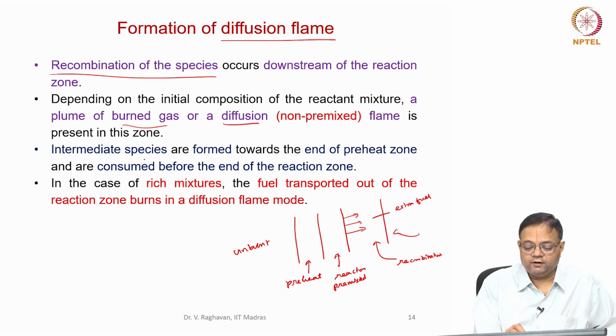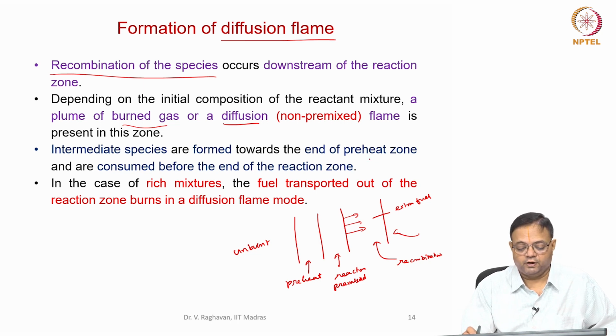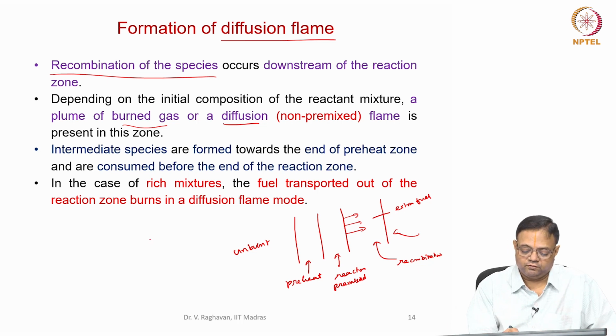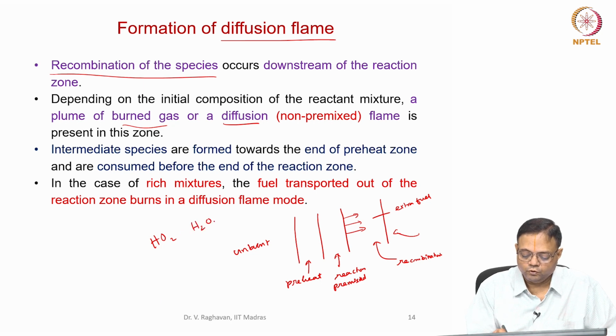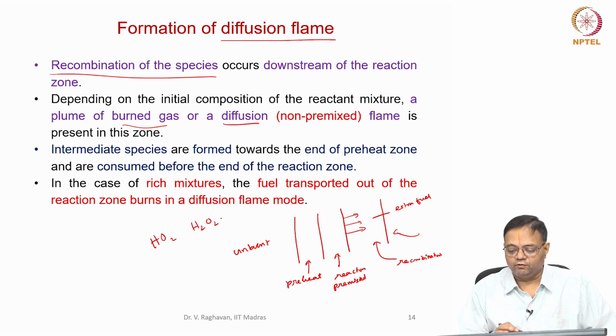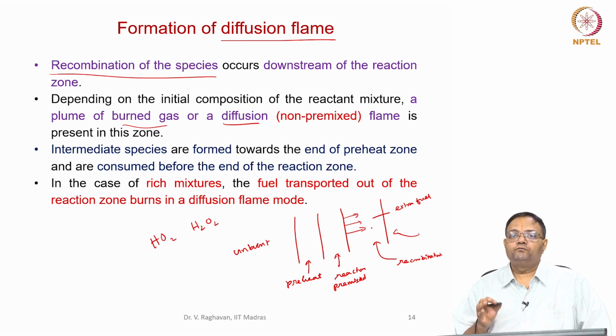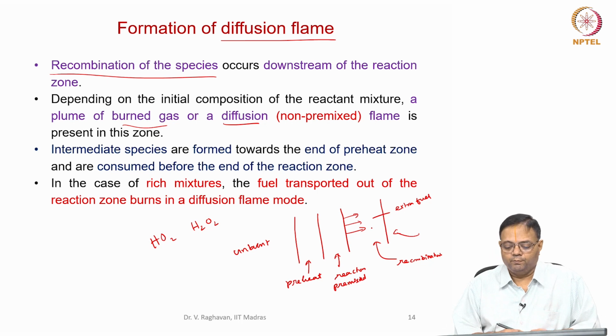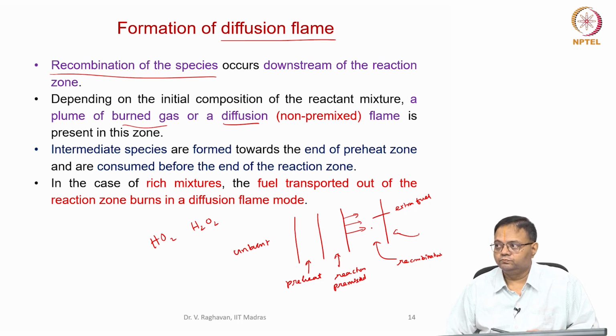Okay. Now, intermediate species are formed towards the end of the preheat zone and consumed before the end of the reaction zone. That is, intermediate species means apart from the radicals, you have metastable species, etc. That will also form and consume within the reaction zone. Okay. So, diffusion flame is formed only in the case where the fuel elements come out due to the richness of the unburnt reactant mixture.